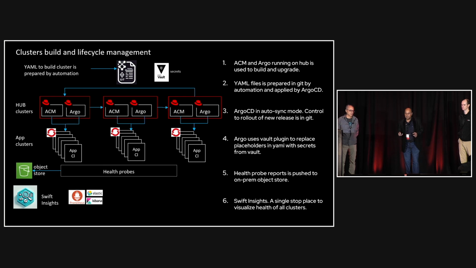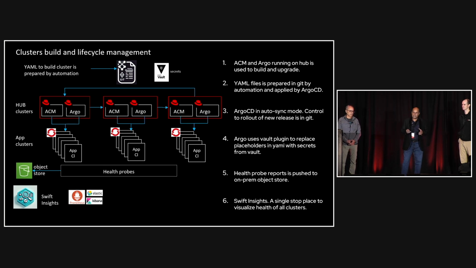The configuration to build a cluster is brought in by Argo from Git and made available to ACM. And ACM just uses that to build the cluster. ACM is a very flexible tool. It provides us the ability to build multiple clusters at the same time, because each of those runs in its own namespace, and it's containerized, and that's how we can build multiple clusters at the same time.